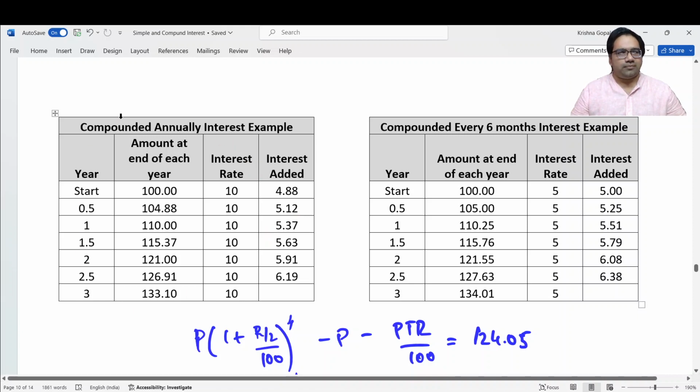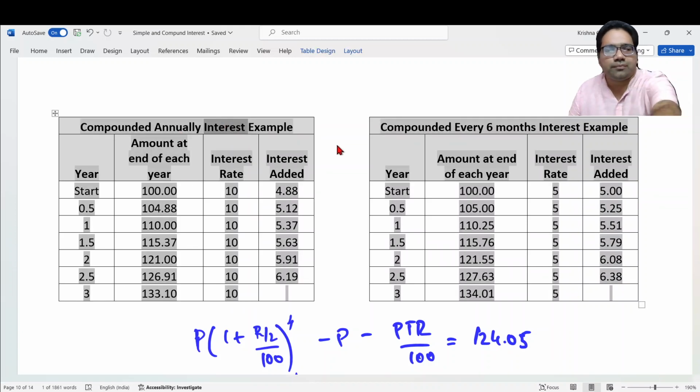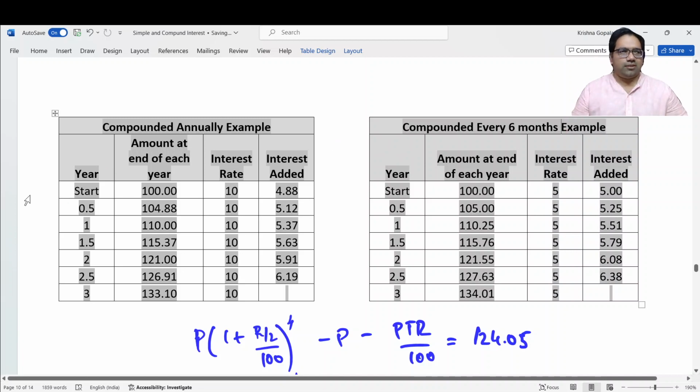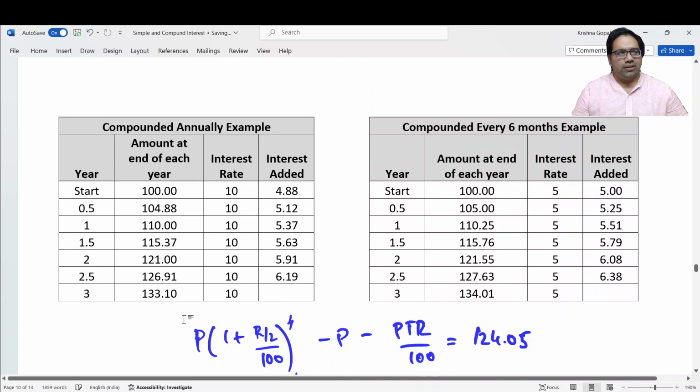Compounded annually, the original example. Compounded annually, compounded every 6 months. These two are the examples, let's say. Earlier we had discussed this, right? Compounded annually. What does that mean?